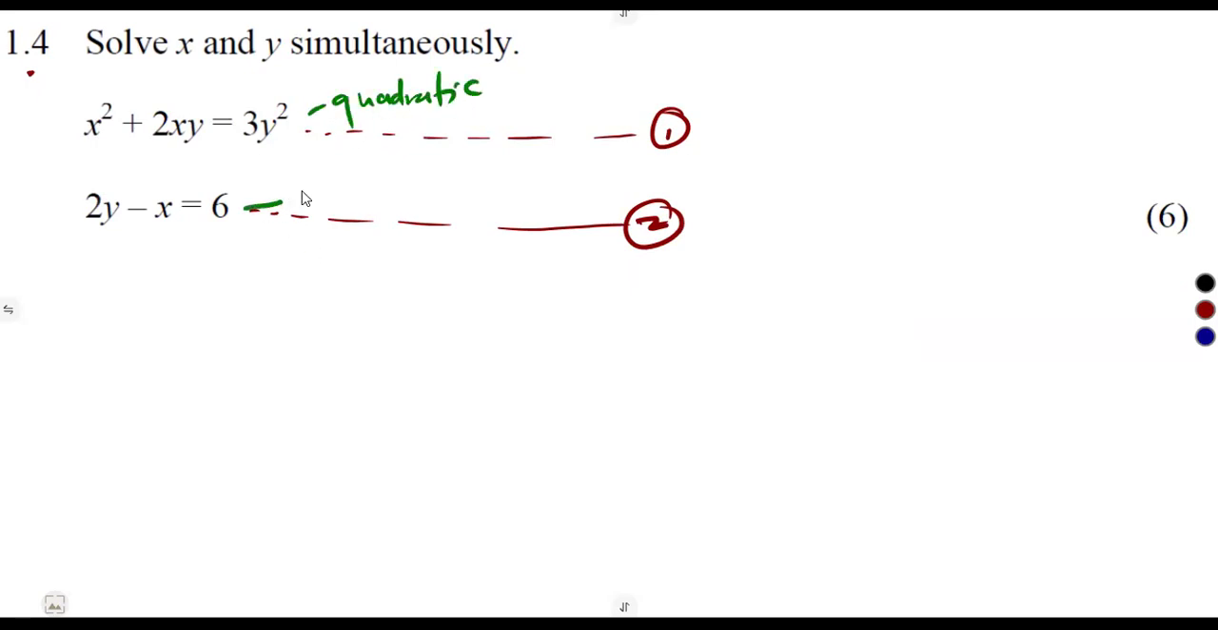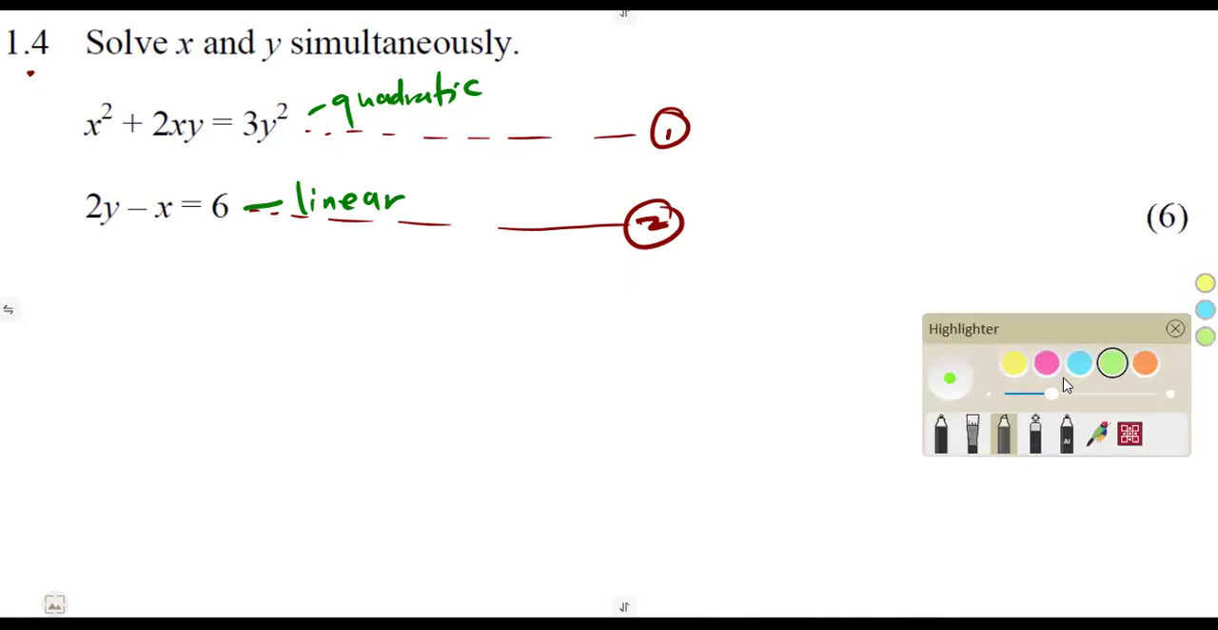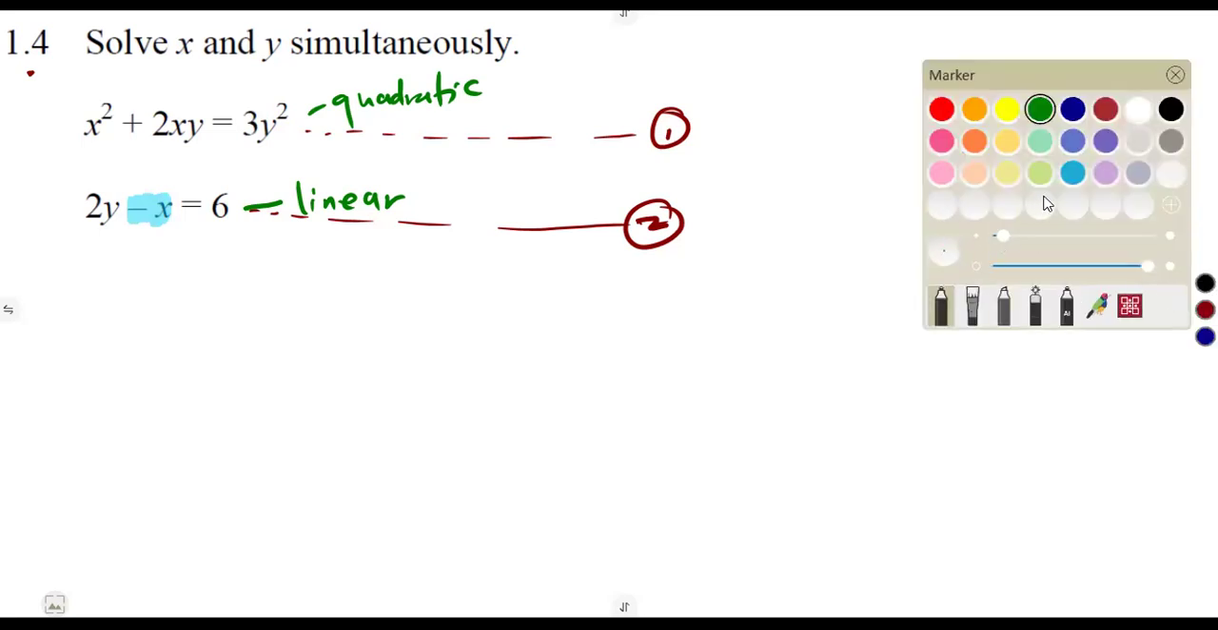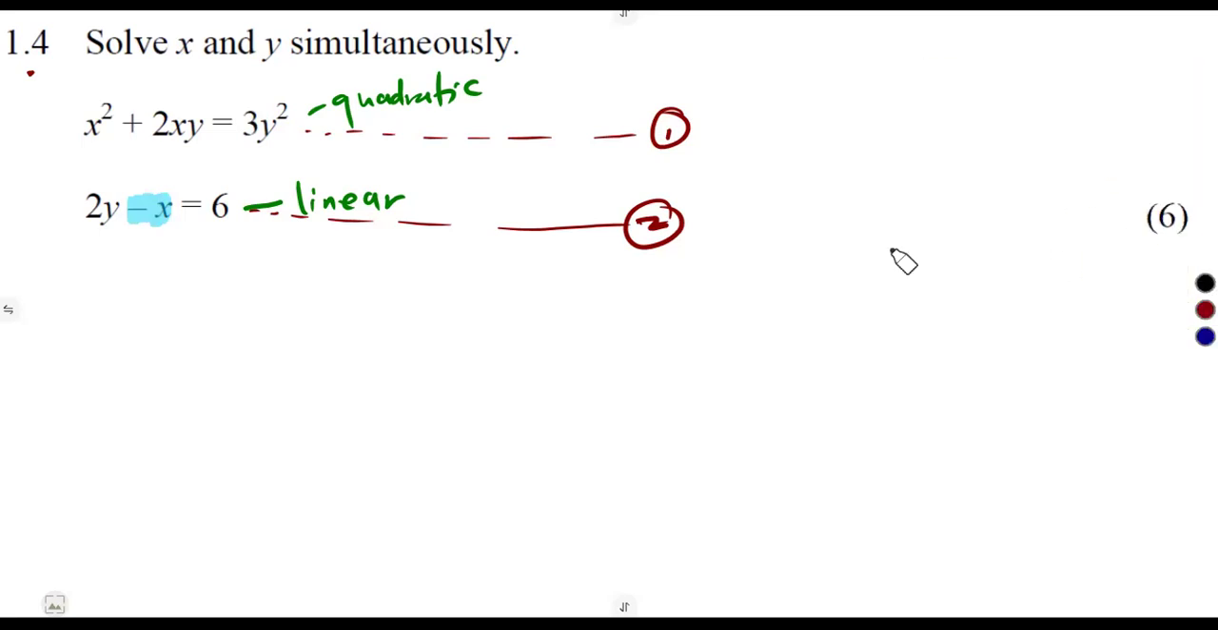And you have got what? A linear, where the highest exponent is 1 here. So on the linear, make whatever is easier there the subject. In our case, it is x, because we can see the coefficient there of x is just a negative. So you can make x the subject. It is easier for us to make x the subject. So from equation 2, let us make x the subject.